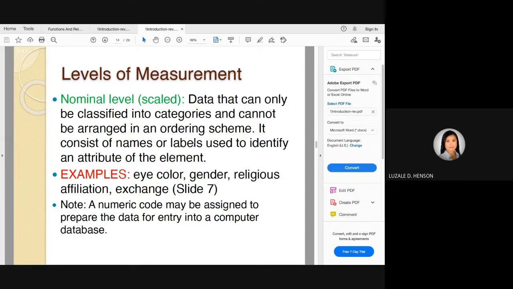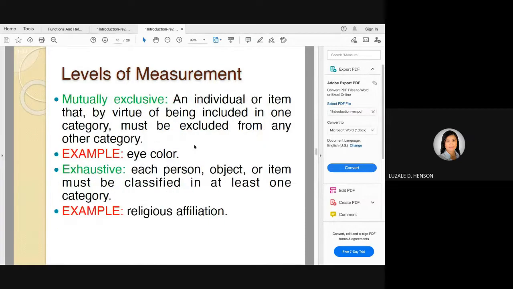Kaya usually yung nominal level ay nakukuha natin sa mga demographic profile: male, female, marital status, educational attainment, address, etc. These are nominal level data. And we also have to know kung anong ibig sabihin ng mutually exclusive. Pag sinabing mutually exclusive, isa lang talaga ang isang entity ay nabilang lang sa isang category. Let's say, ako, my eye color is black. I cannot have a blue color of the eye at the same time. So these are what you call mutually exclusive na category.